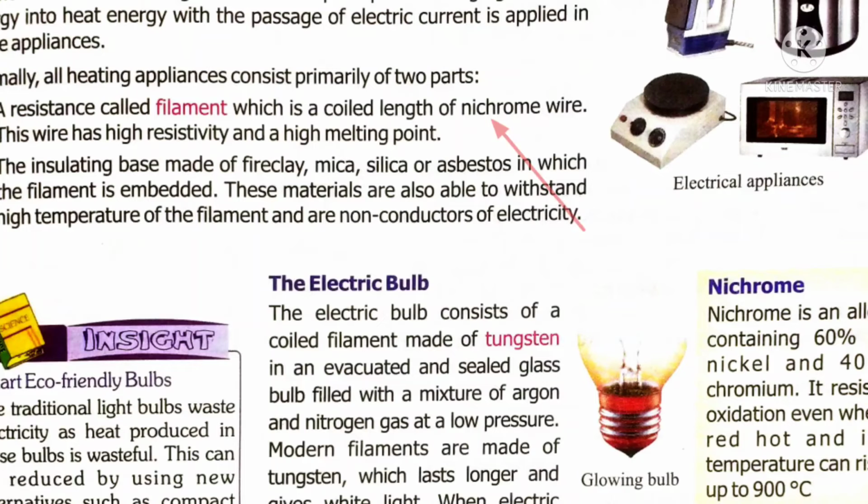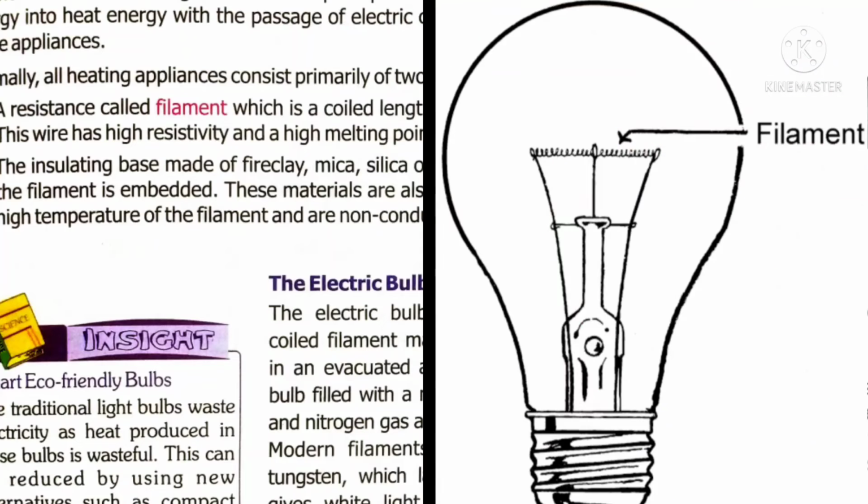The filament is mainly made up of nichrome. What is nichrome? It is a mixture of nickel and chromium metals, which has high resistivity. Because of this high resistivity, it produces heat. Our bulb also contains a filament. The filament has high resistivity and does not allow electricity easily. Because of resistivity, heat is produced and thus the bulb glows, because some gases are filled inside and they start glowing.